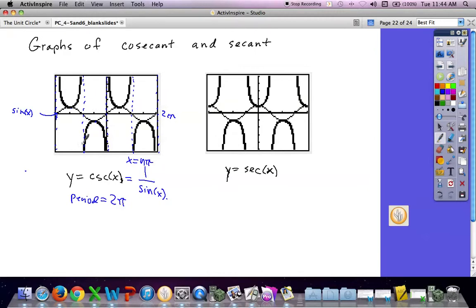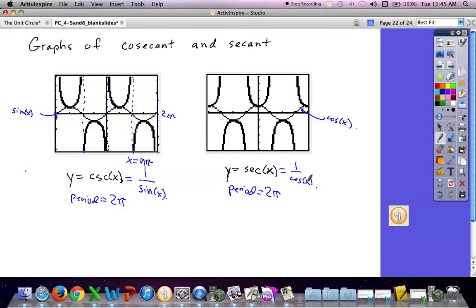When it comes to the secant, again, this thin line right there is the cosine. And since secant is 1 over the cosine, it has the same kind of relationship between those two as between the cosecant and the sine over here. The period is still 2 pi. And wherever cosine x equals 0, there should be an asymptote.